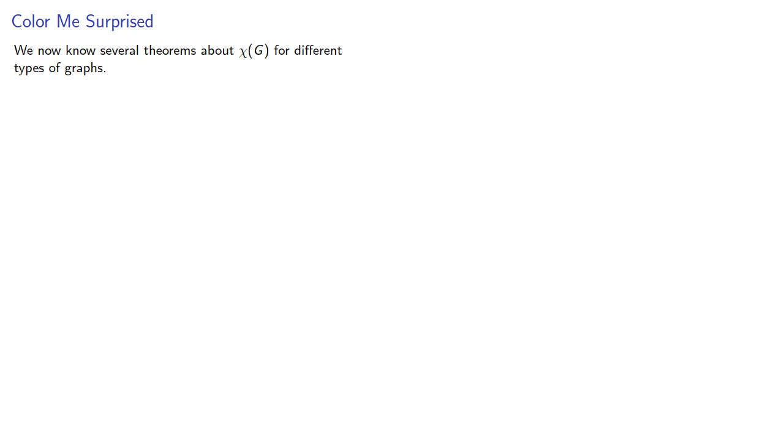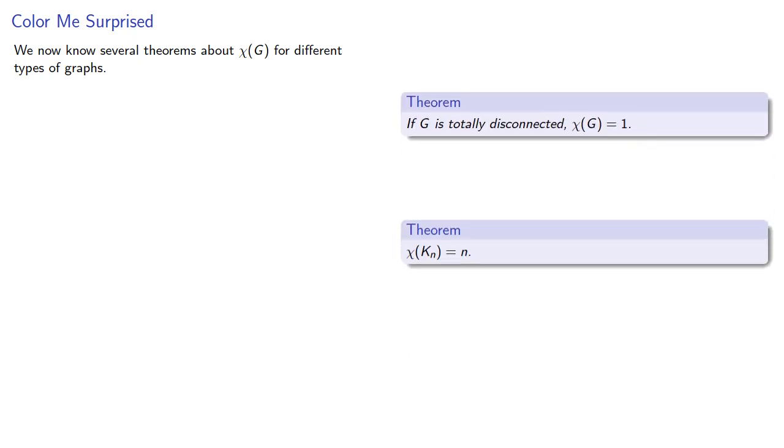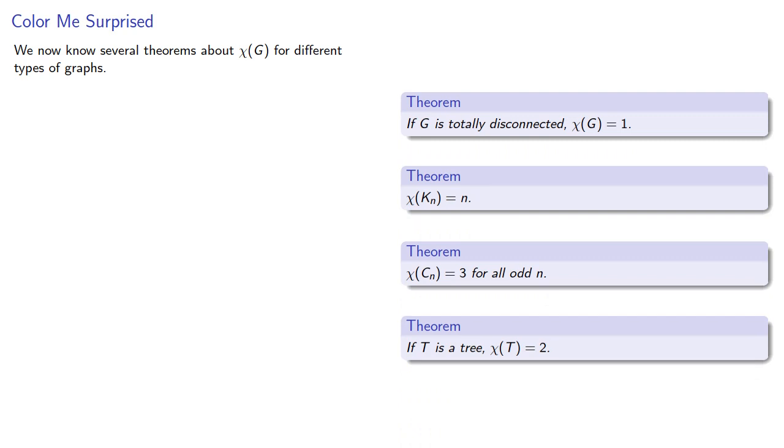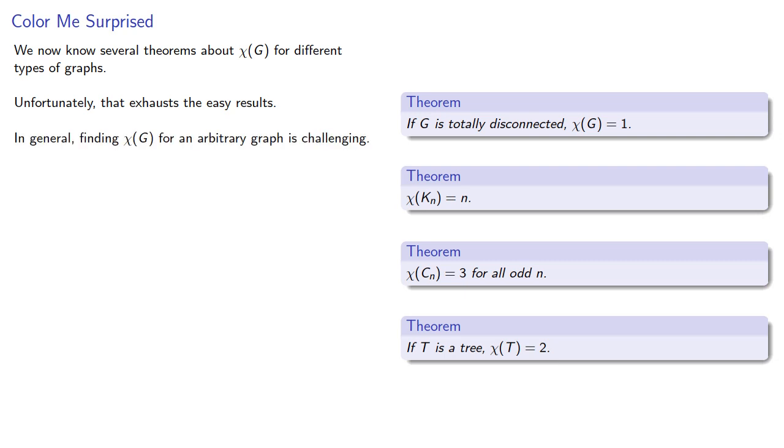And so now we know several theorems about the chromatic number for different types of graphs. Unfortunately, that exhausts the easy results. In general, finding the chromatic number for an arbitrary graph is challenging. So we'll tackle that next.